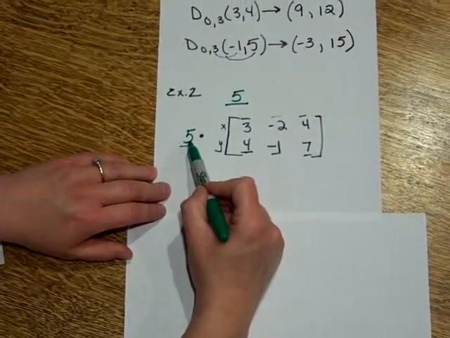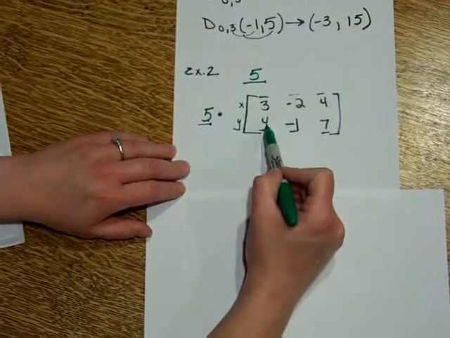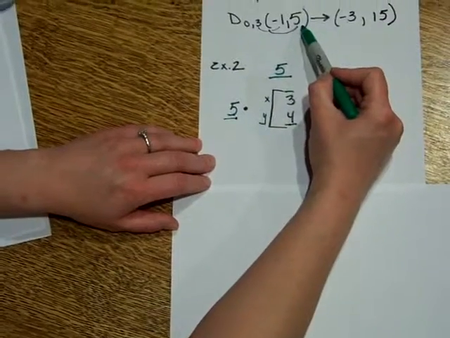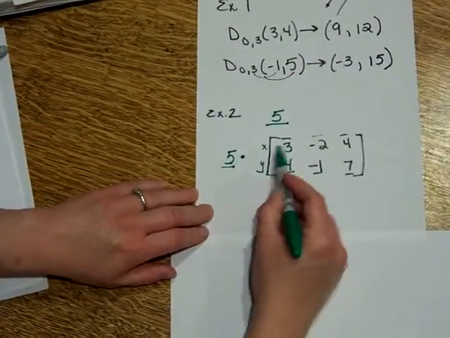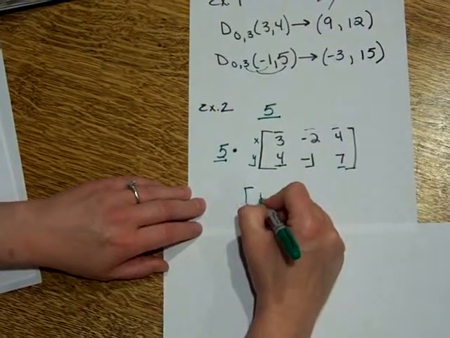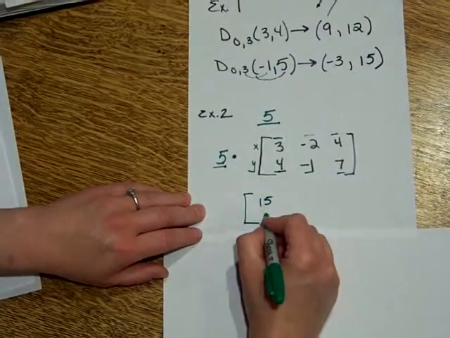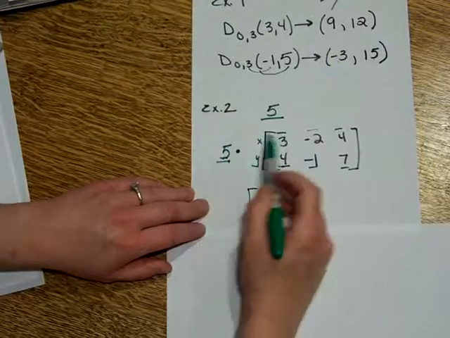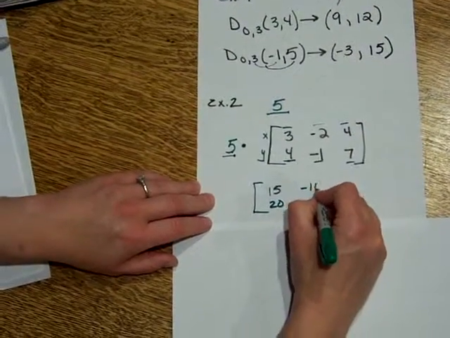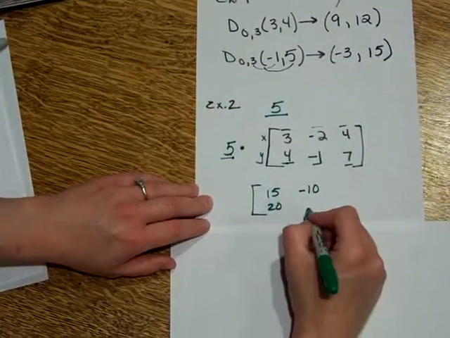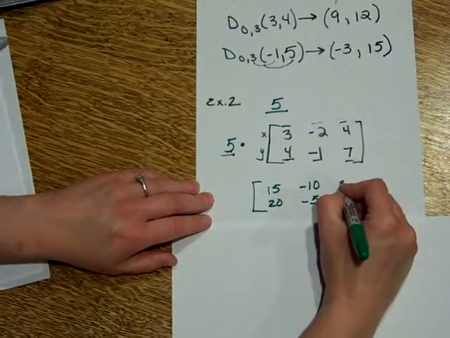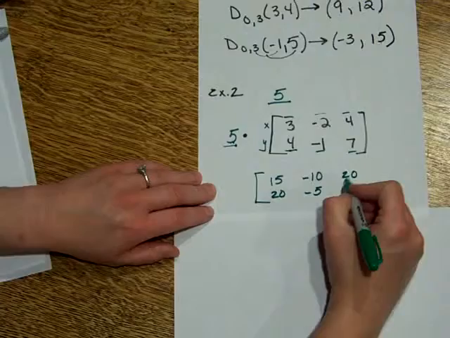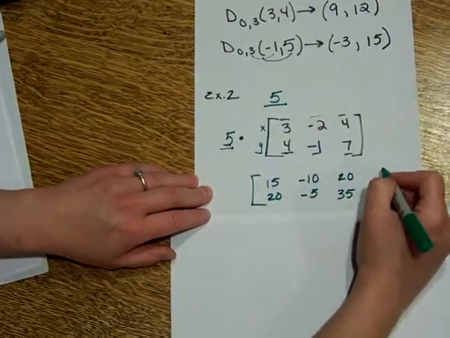I am simply going to multiply 5 by every single point, just like we did up here, except this time it's organized in a matrix. So 5 times 3 is 15. 5 times 4 is 20. 5 times -2, -10. 5 times -1, -5. 5 times 4, 20. 5 times 7, 35.